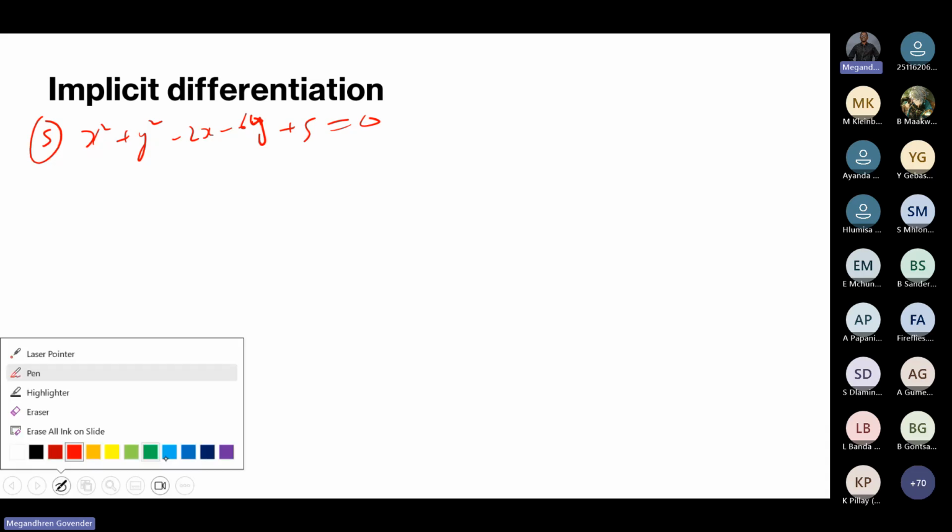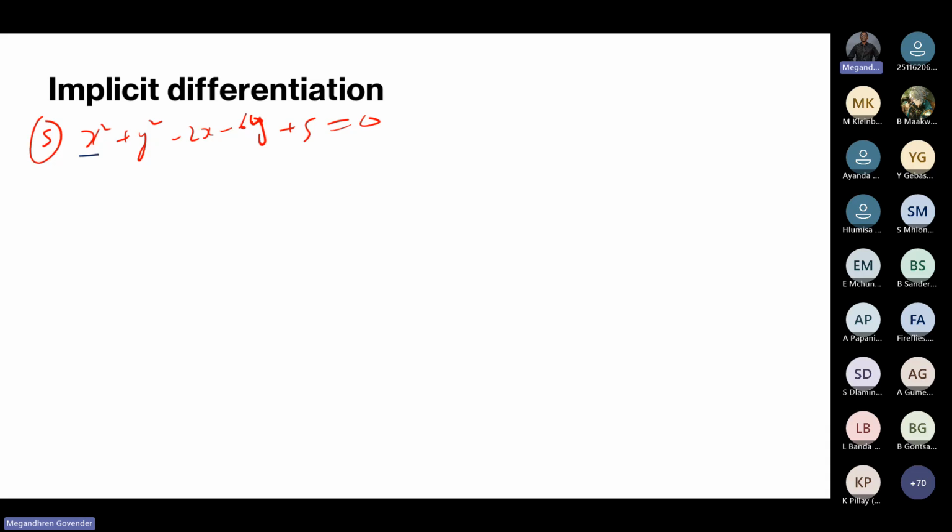So we're going to go, what's the derivative of x squared? 2x. Right. What's the derivative of y squared? Let's see whether you get this one right. 2y y prime. Yes. The moment you differentiate y with respect to x, you have to have a y prime. What's the derivative of minus 2x? Minus 2. And what's the derivative of minus 6y? Minus 6y prime. And what's the derivative of 5? 0. That's it.